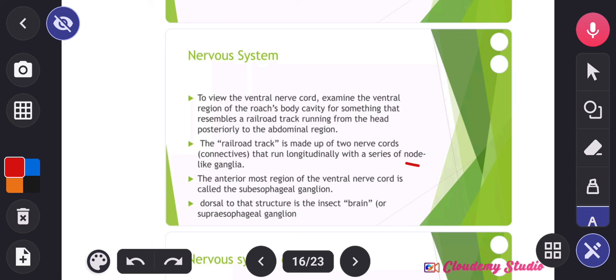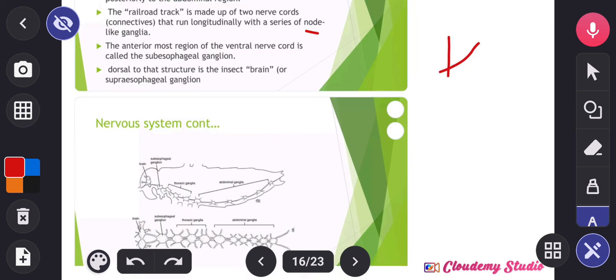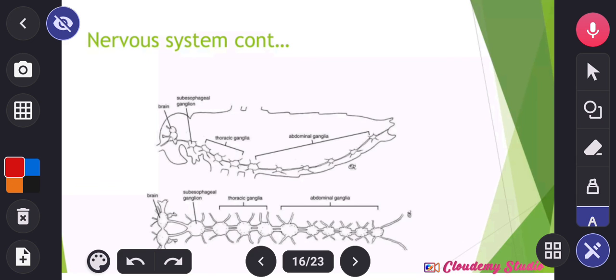The anterior-most region of the ventral cord is called the subesophageal ganglion. Dorsal to the structure is the insect brain or the esophageal ganglion, and this is what we are trying to mention here. This is what we have here. So this is the nervous system.